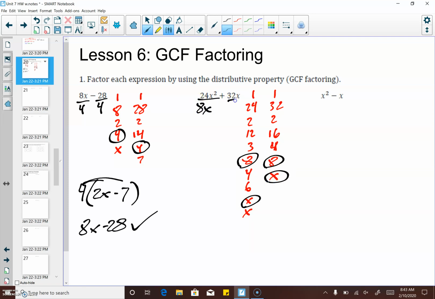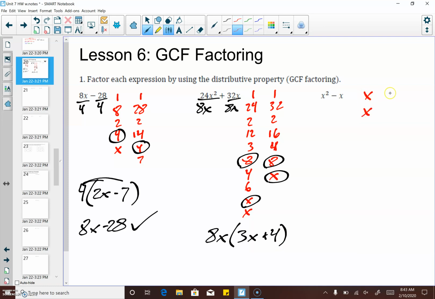So we're going to divide everything by 8x. So our GCF goes out in front. 24 divided by 8 is 3. x squared divided by x is x. Plus 32 divided by 8 is 4. And then x divided by x cancels out. And there's our GCF factoring for the middle.